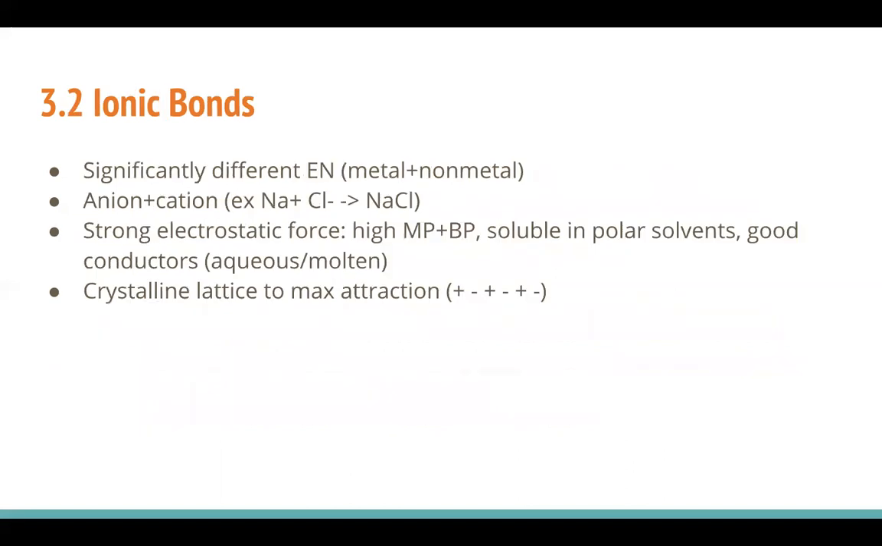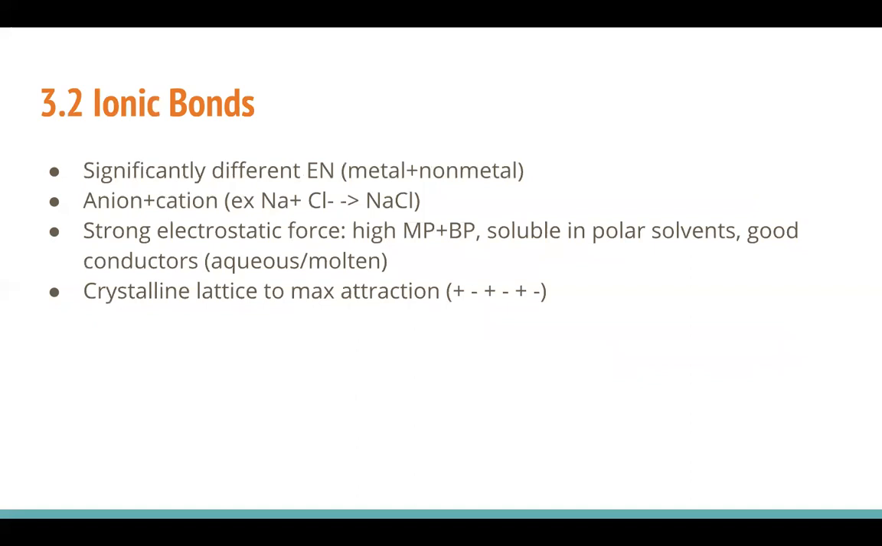Okay, so ionic bonds, as I was saying, are just metal plus nonmetal. More generally, it's an anion plus a cation. So chloride is an anion, and sodium is a cation. So if you combine those, we get NaCl, which is table salt.